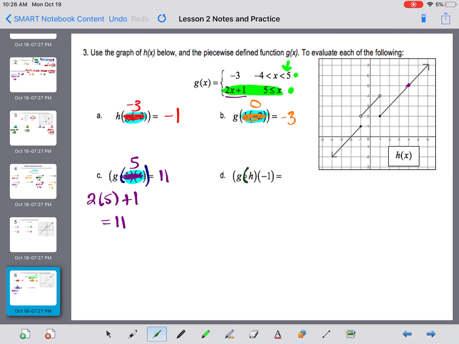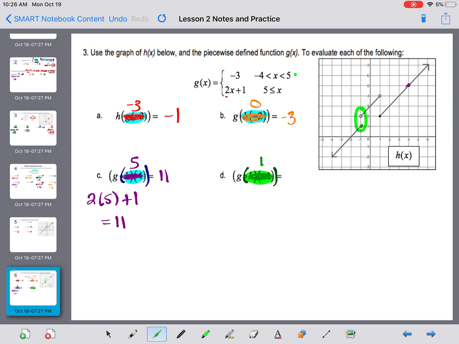Again, I like to do this to make it look like the other ones. And we're going to do g of h of negative 1. Again, h is on the inside. So I'm going to go to where h is negative 1. Again, be careful. We have 2 points here, but we're going to use the one with the closed point. So the y value there is 1. Remember, when it's open, it's not included, so we can't use it.